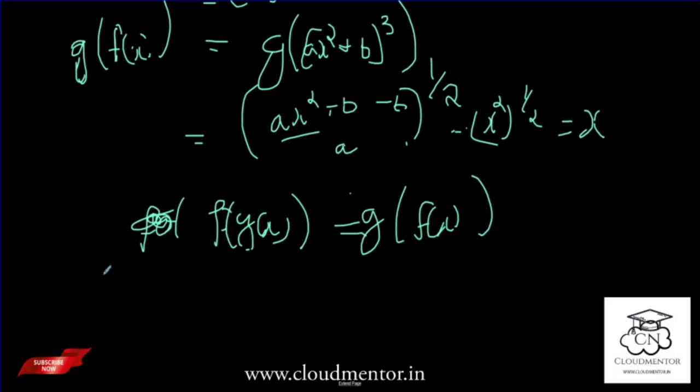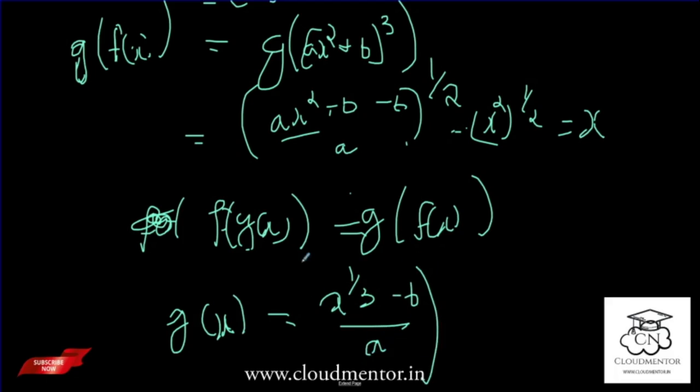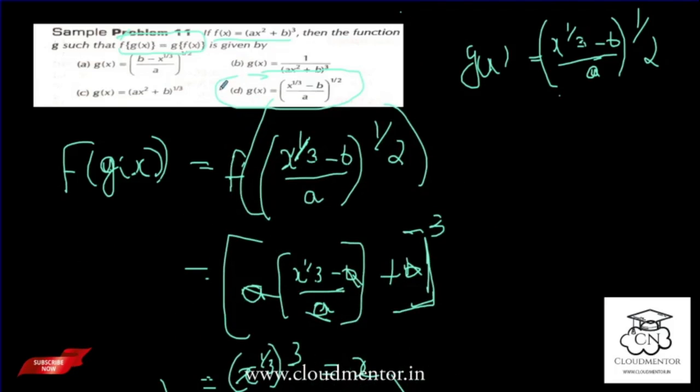So our assumption was right, g of x equal to x raised to 1 by 3 minus b, the whole divided by a, raised to 1 by 2, that is the correct answer. So option D is the right answer.